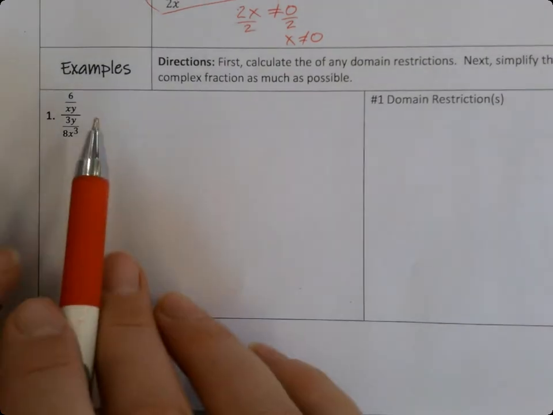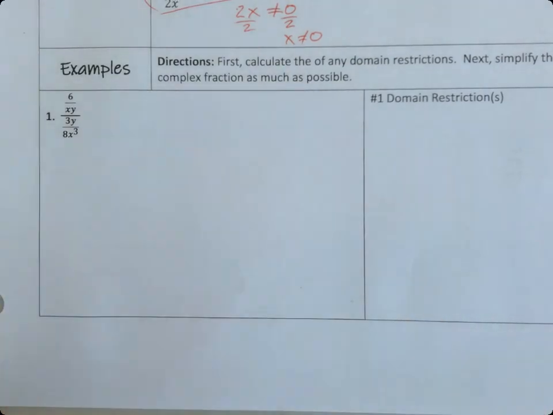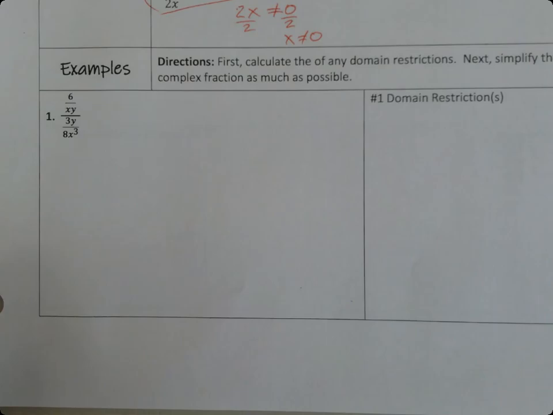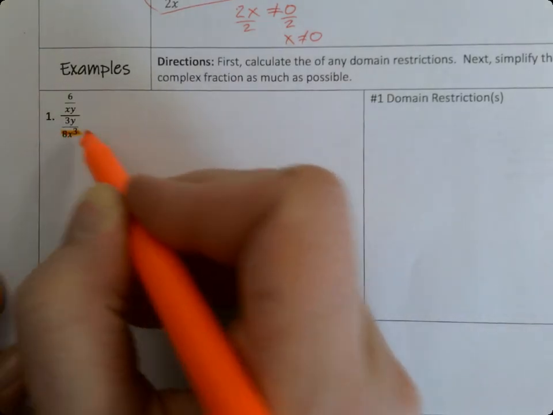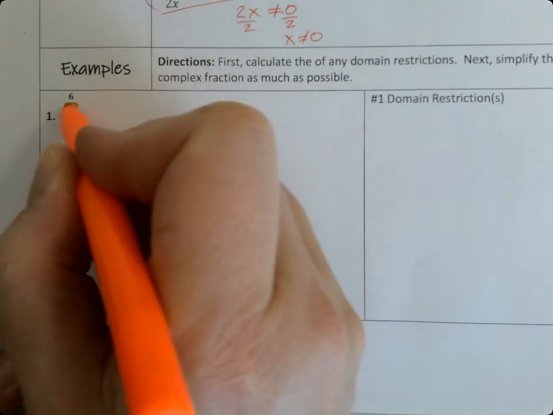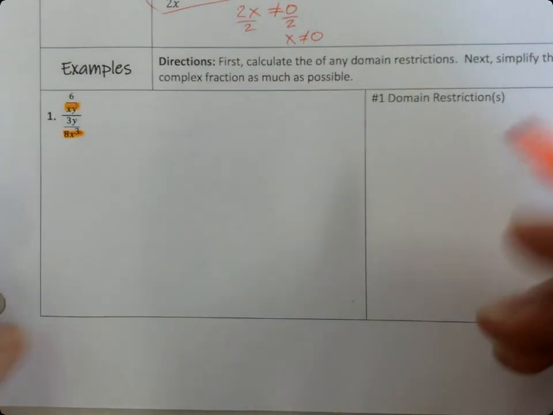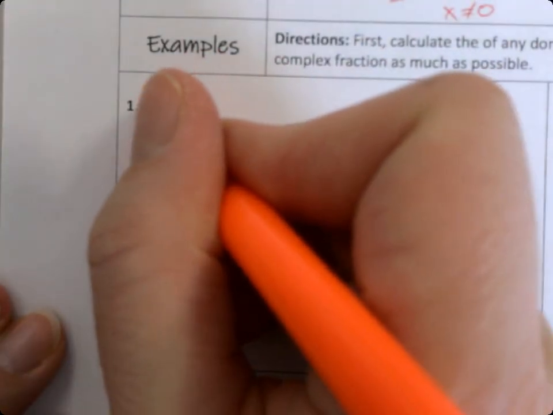So look at this first problem here. First, calculate any domain restrictions, then simplify it. Domain restrictions are coming from any denominator. Now, here's what I need you to think about. You have a denominator here. That's obvious because you're dividing by 8x to the third, and this is a denominator. Agreed? But there's one more piece here that we have to consider, the 3y.